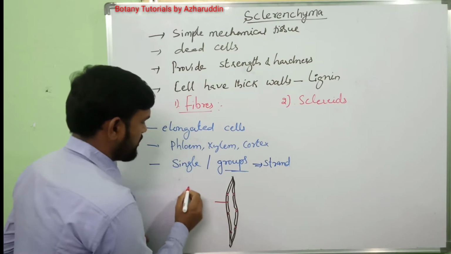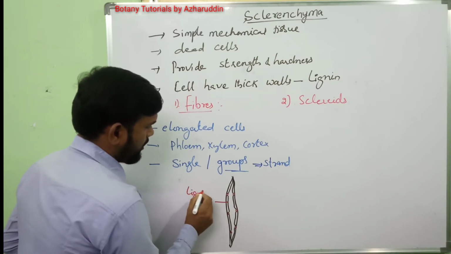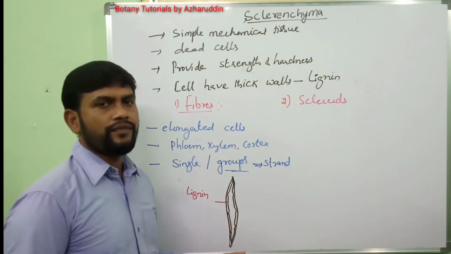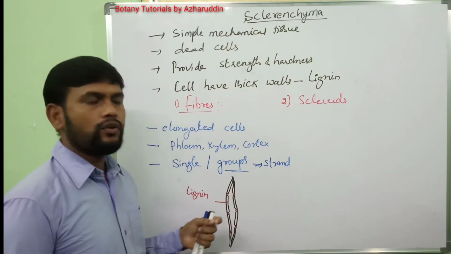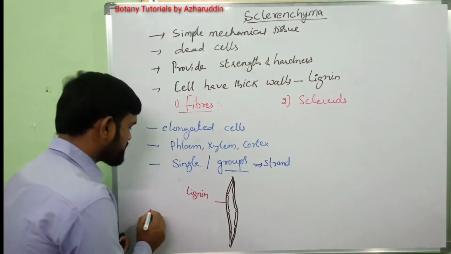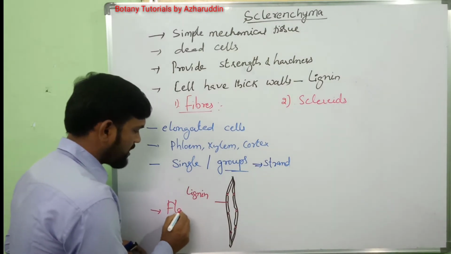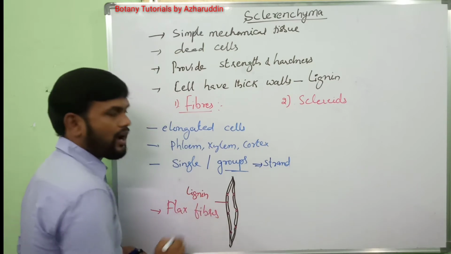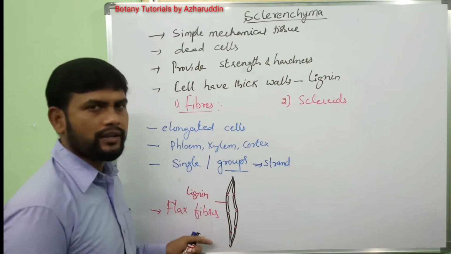In some plant species, the cell wall is made up of cellulose. Those fibers are called flax fibers. These fibers have high commercial value in the market.